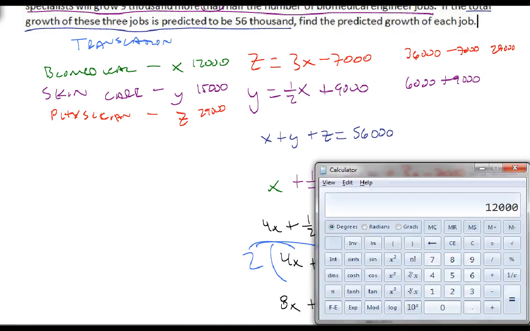So we can check our answer real quick. If we do 12,000 plus 15,000 plus 29,000, we get 56,000. And notice that again, this is 9,000 more than half of the X, and this is 7,000 less than 3 times the X, so we have correctly found the growth in our 3 jobs.